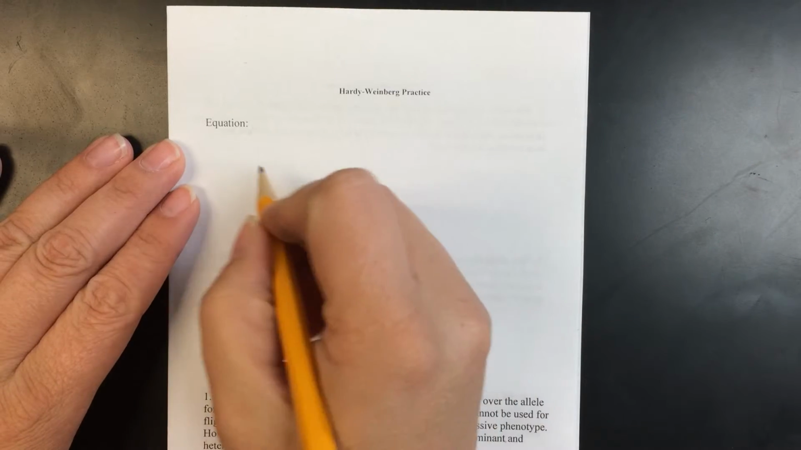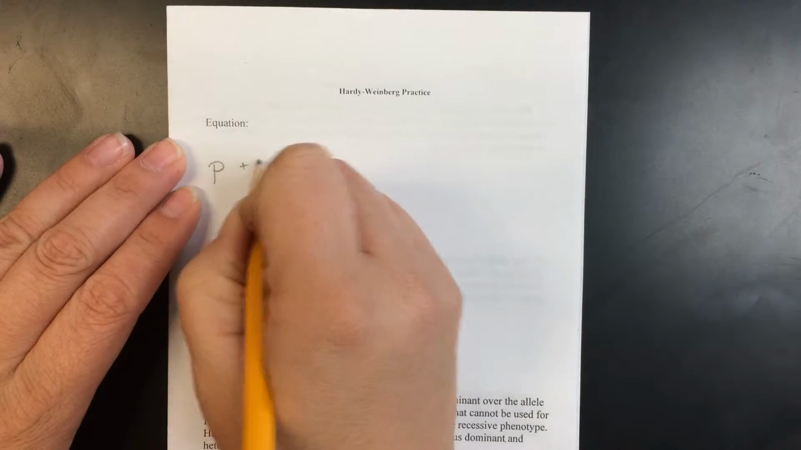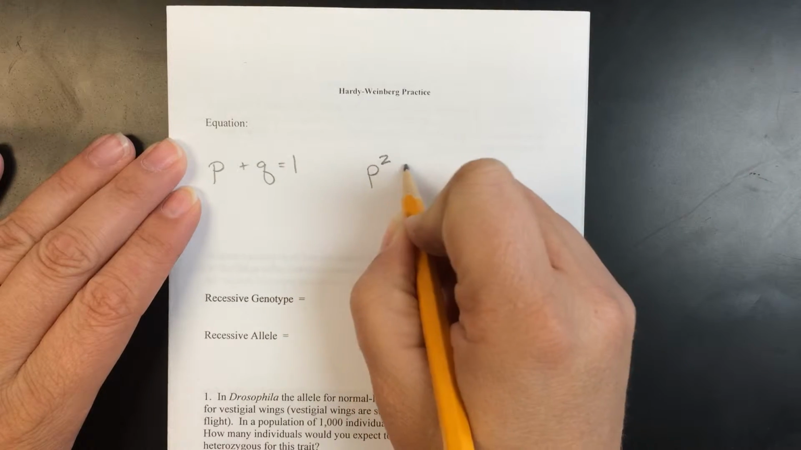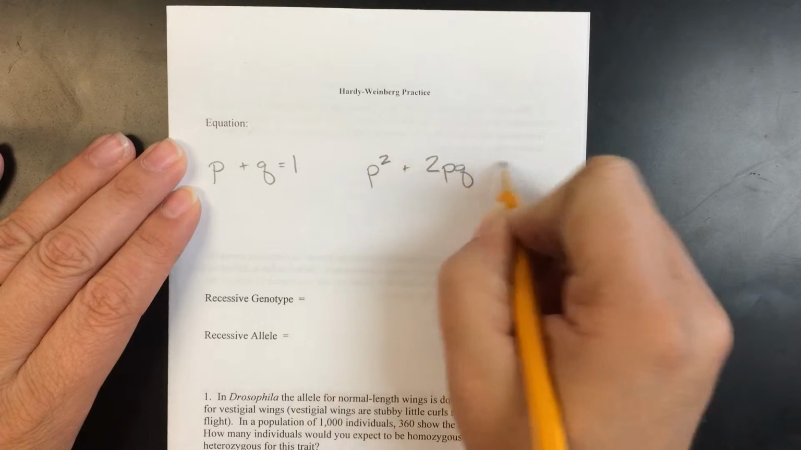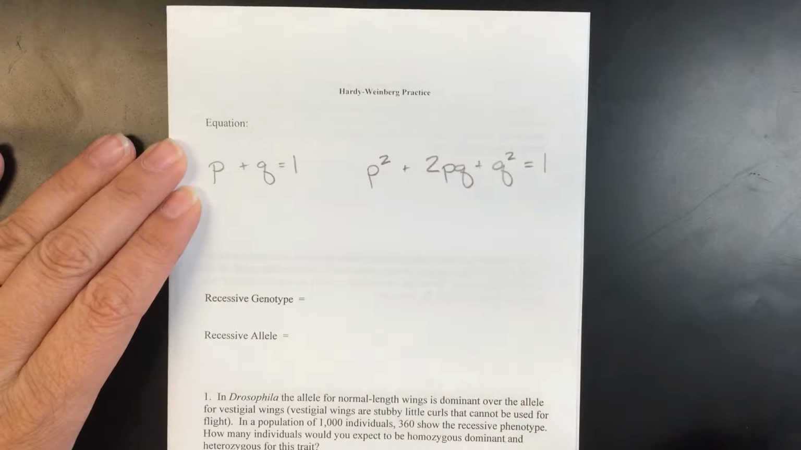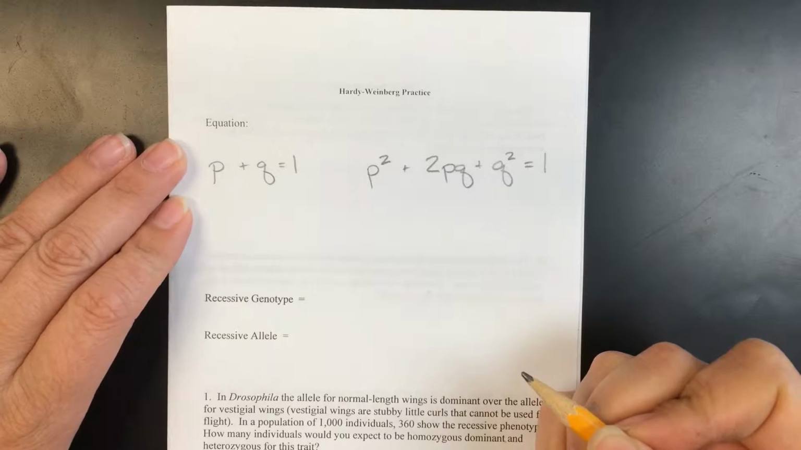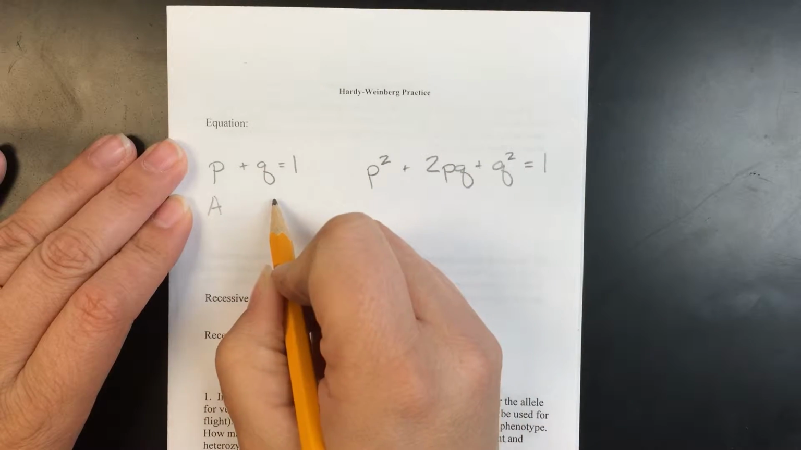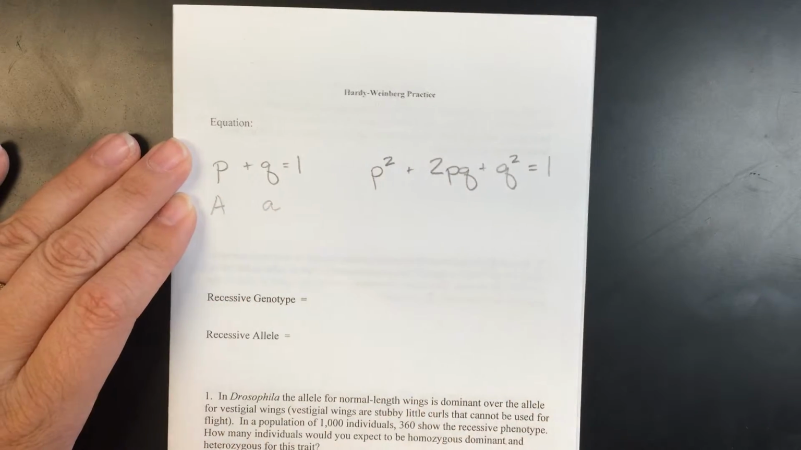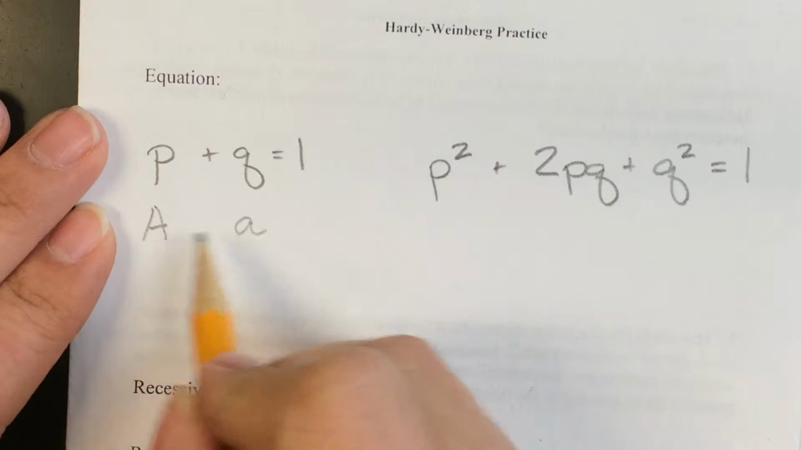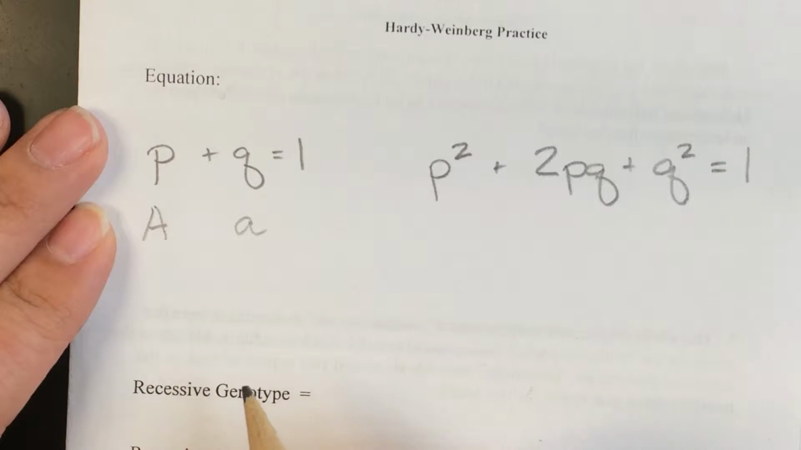So to start with, let's review our equations. We have P plus Q equals 1, and P squared plus 2PQ plus Q squared is also equal to 1. When you look at these, you can think of them in terms of our alleles, whereas our P would be equivalent to our dominant allele, and our Q would be our recessive allele. And so our first equation is just looking at the frequency that each of those occurs in the population.